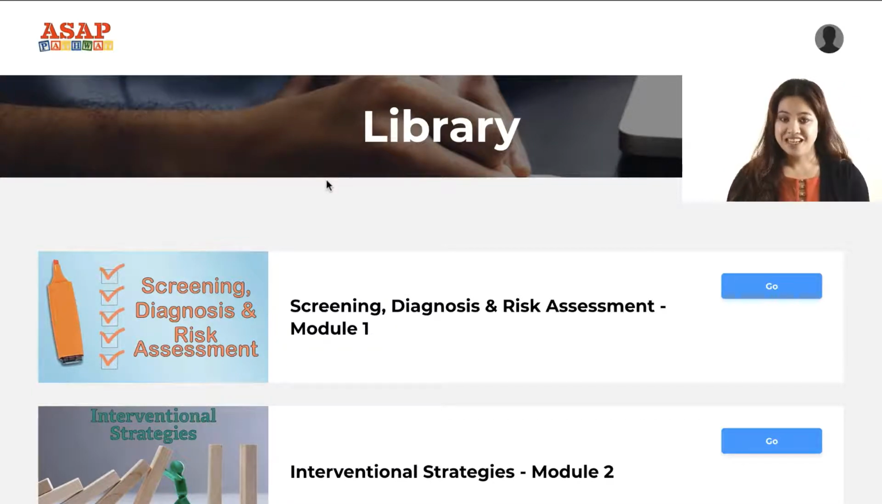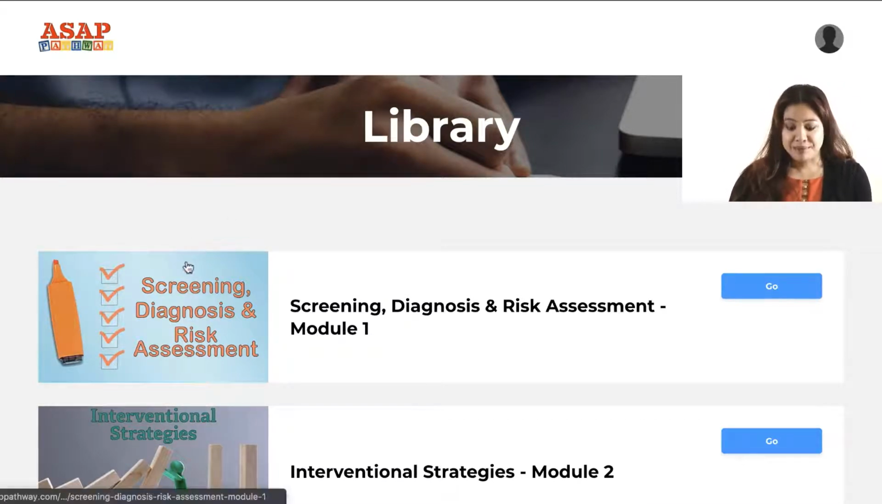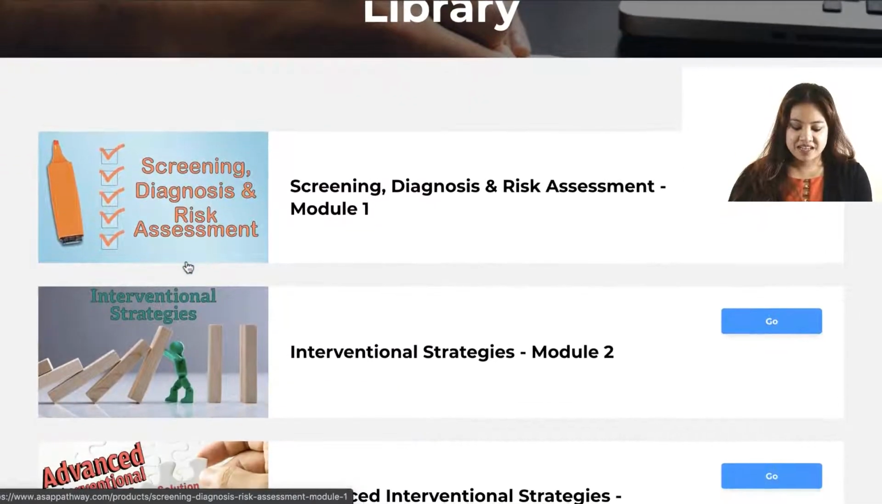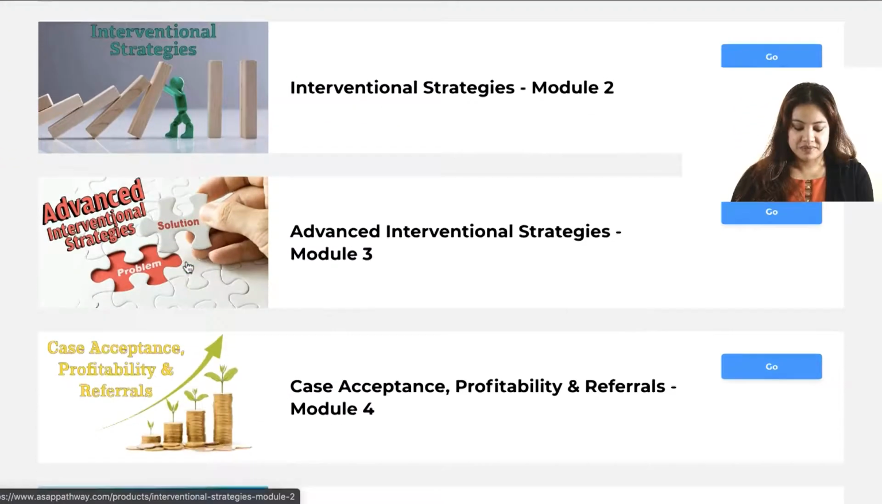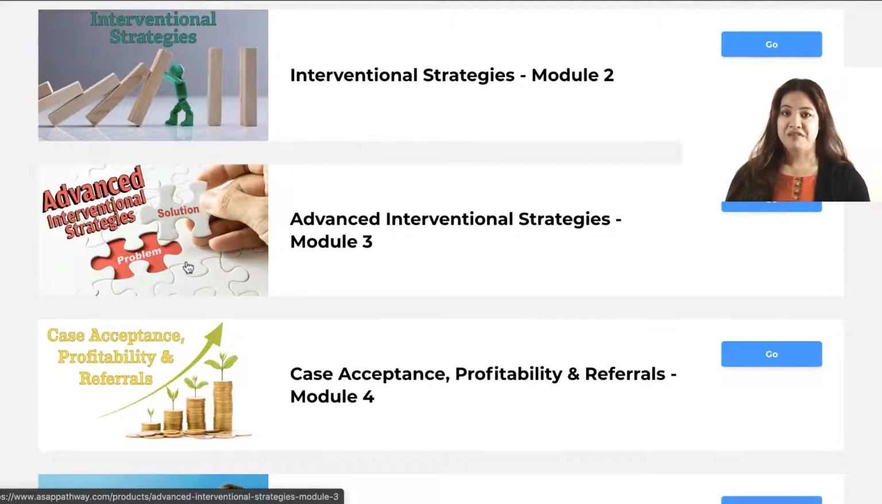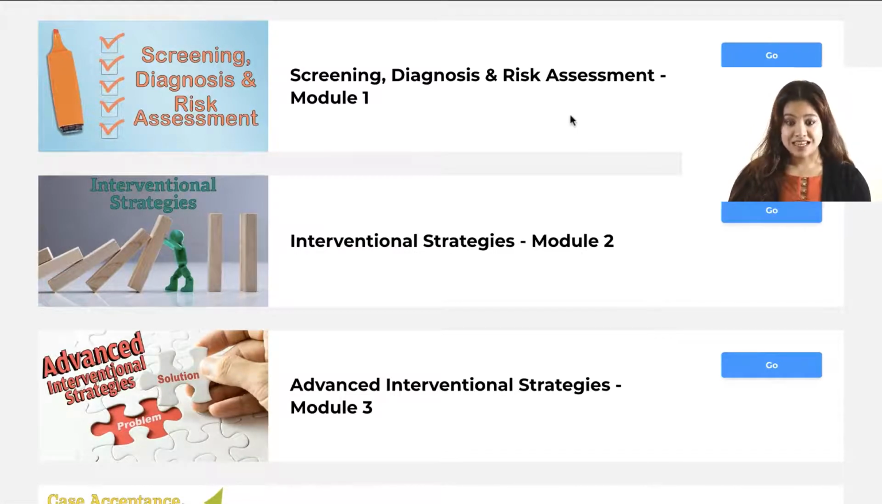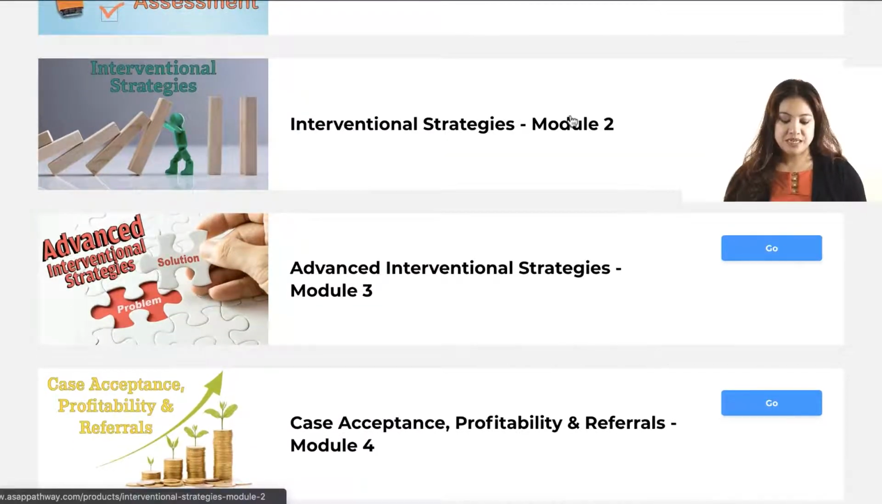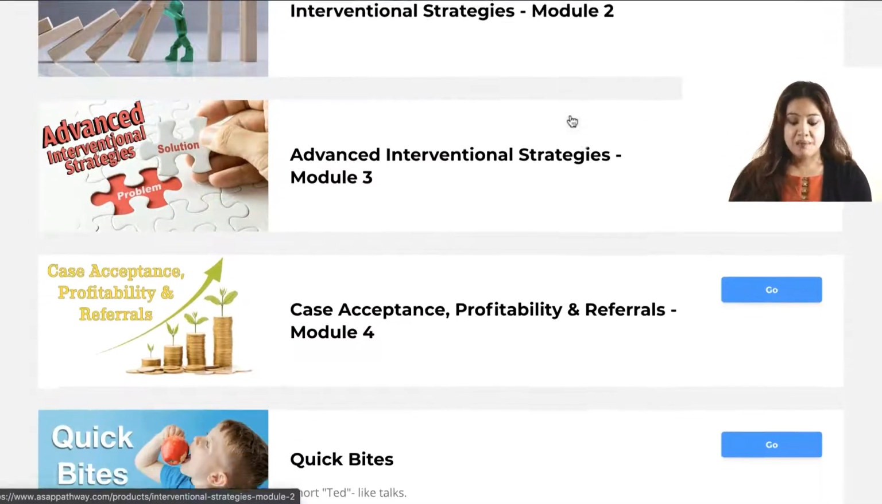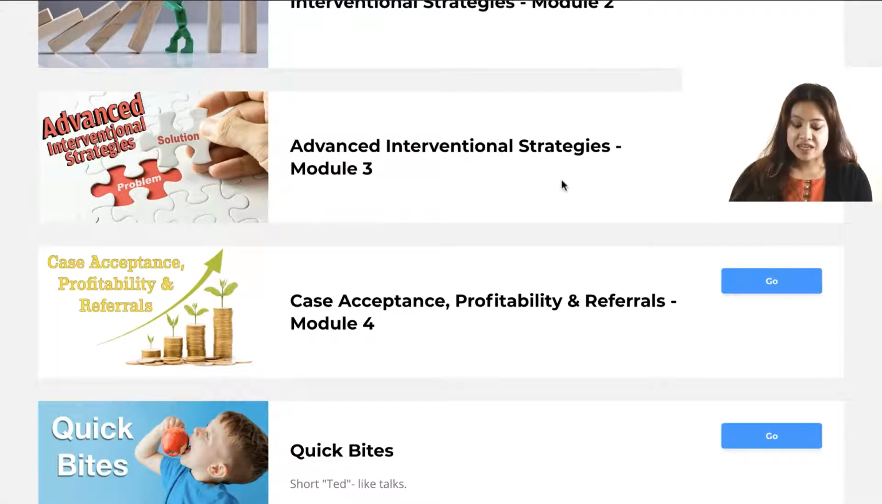So let's jump in. When you go into the ASAP library, you're going to find 4 modules, which is the heart and soul of our ASAP Pathway knowledge base. Module 1 is Screening, Diagnosis, and Risk Assessment. Module 2 is Interventional Strategies. Module 3 is Advanced Interventional Strategies. And Module 4 is Case Acceptance, Profitability, and Referrals.